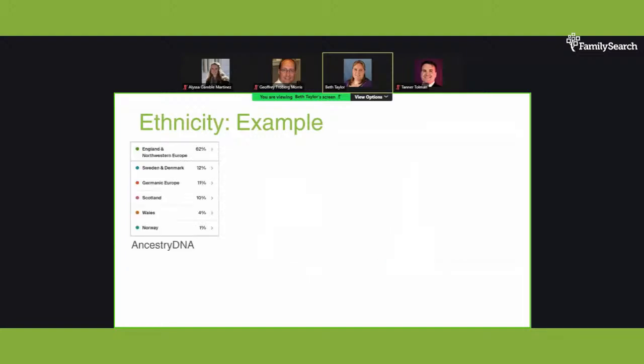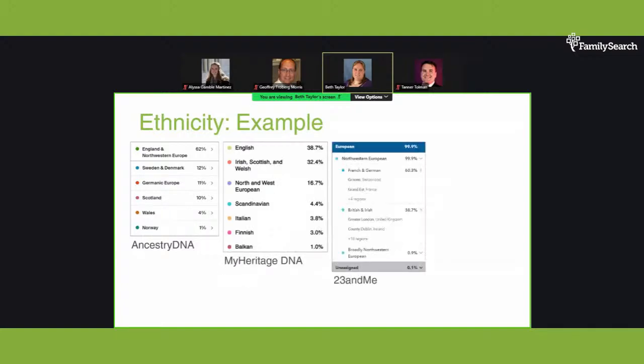You can see the same thing if you start comparing across the companies. This is again my results from Ancestry, from MyHeritage, from 23andMe, and then from Family Tree DNA. And you're going to see that they use different combinations. Ancestry is combining England and Northwestern Europe, and then breaking out Scotland and Wales, whereas MyHeritage has combined Irish, Scottish, and Welsh into one grouping. So it's a little hard to compare across the board, but just keep in mind that they're improving things, but it also means that things change. So it's interesting to see what happens.